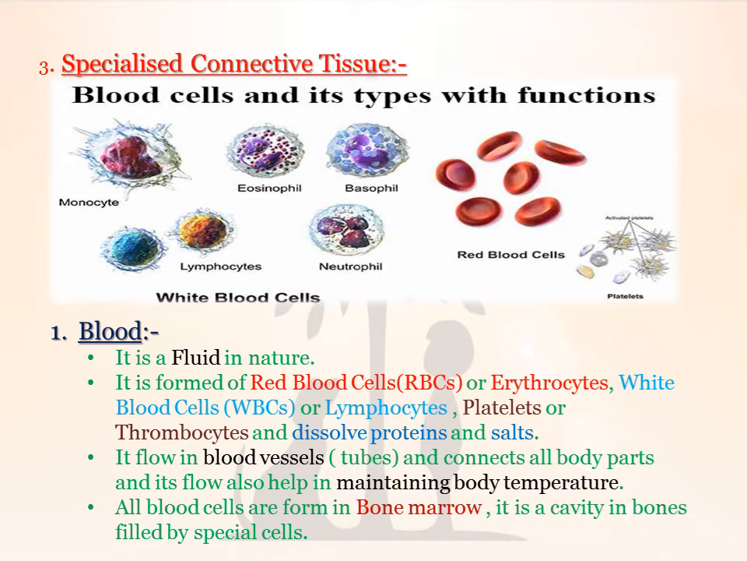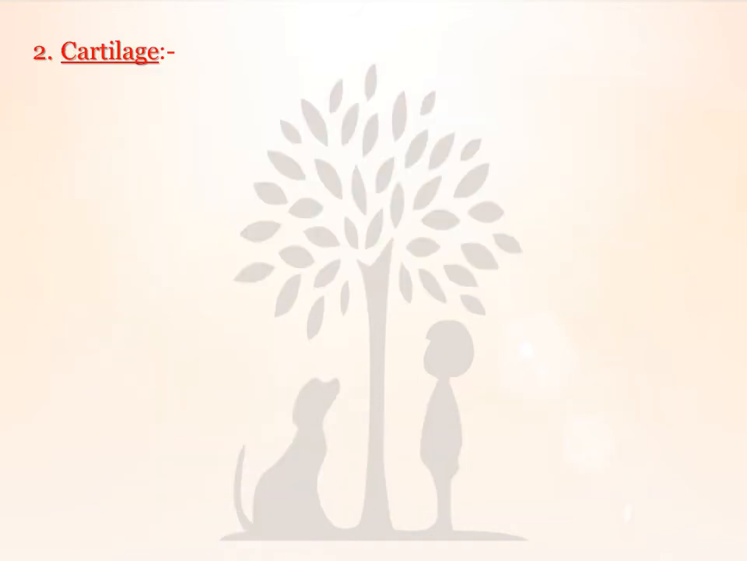All these types of cells, you can say white blood cells, red blood cells, or even platelets, are all formed in the bone marrow. Bone marrow is a mass of tissue which is present in a bone, having a special type of cells which form these types of cells.